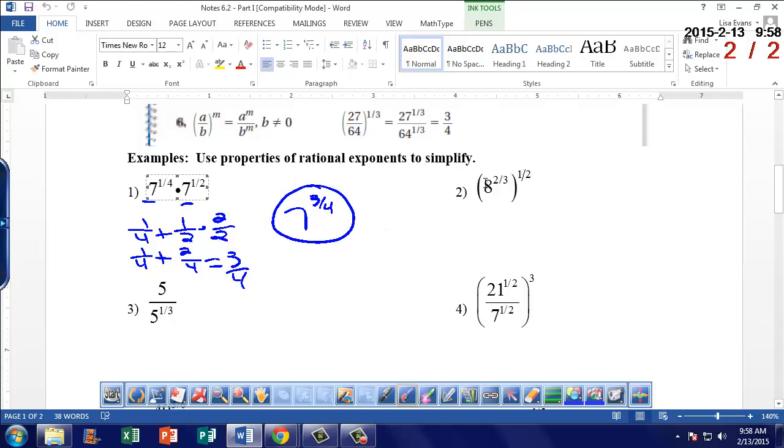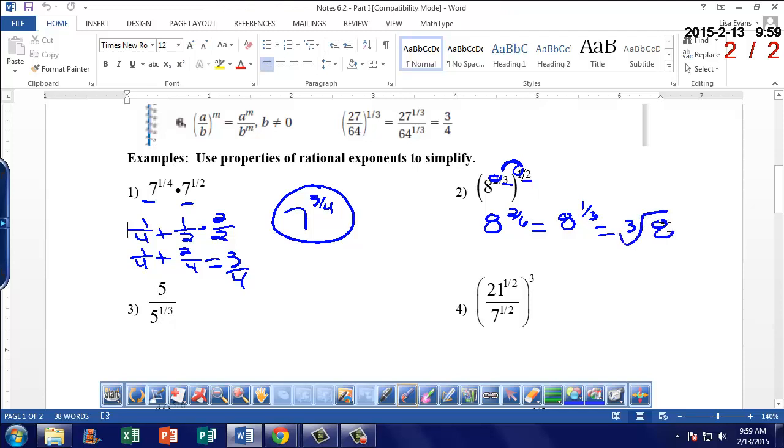Okay, this one, I'm raising a power to a power, so I'm going to multiply fractions. Remember, when you multiply fractions, you multiply the numerators, so you get 2 times 1, and then you multiply the denominators, so you get 3 times 2, which is 6. I would like you to reduce the fraction because you can, so you get 8 to the 1/3. Now this problem, I can take the cubed root of 8. I know that the cubed root of 8 is 2. So I actually want to see your answer as 2. If you left it as 8 to the 1/3, I probably would take off a point because it isn't reduced.